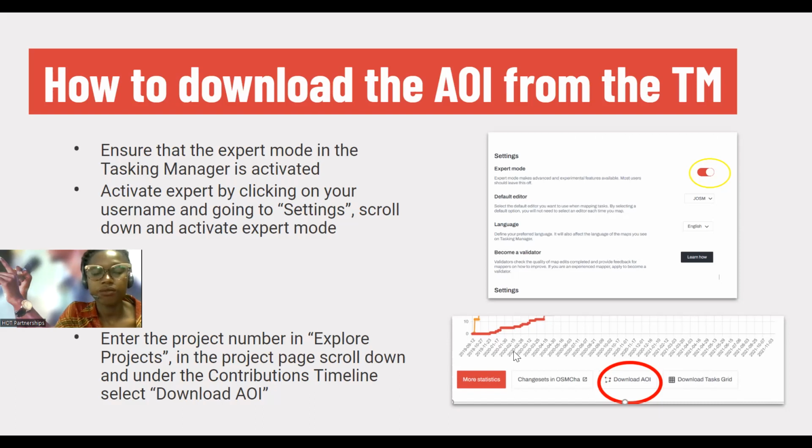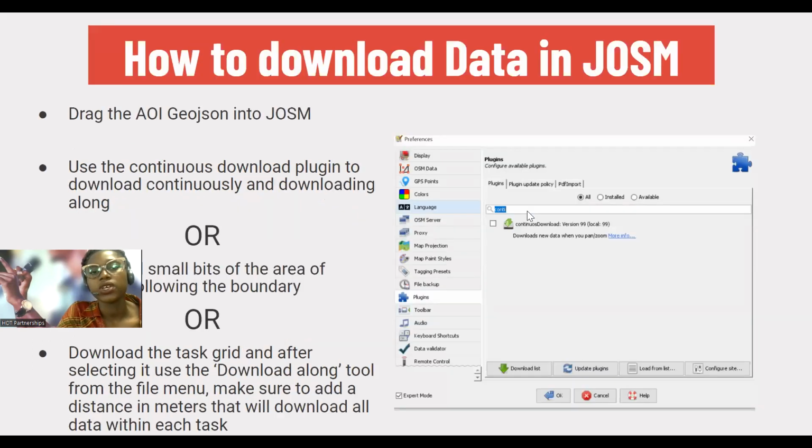I'll show you. So again, you enter your project number, or you just click on the link of the project that you want to do third pass on, and then you activate your expert mode, and you'll be able to see download grids or download tasks. I want to illustrate the difference between these two.